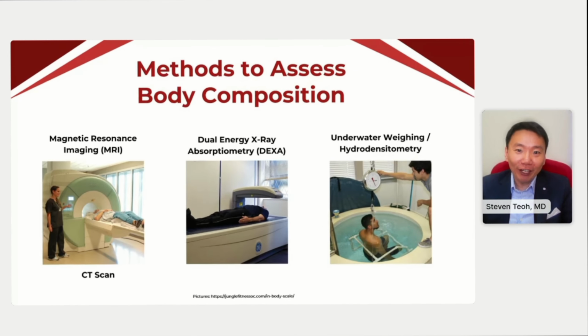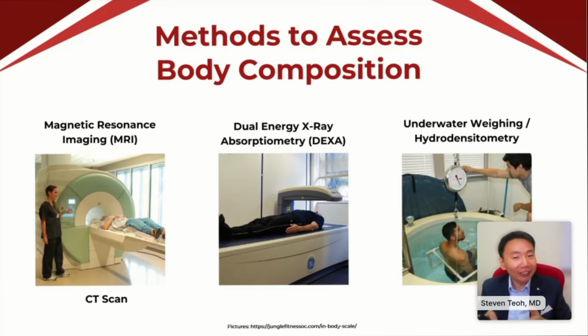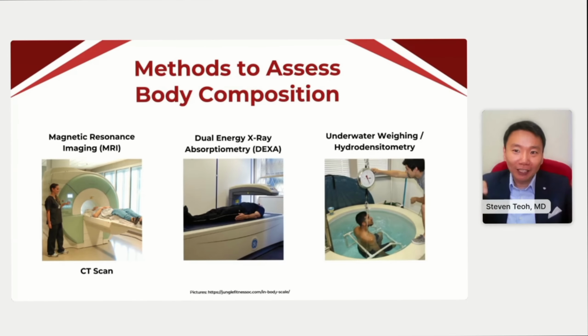MRI is also very expensive and needs a long time to perform body composition assessment. The patient needs to go through that hollow machine and wait for quite some time, up to 1 hour. CT and DEXA scan have some radiation exposure due to the X-ray used.